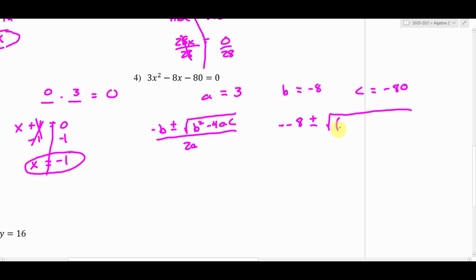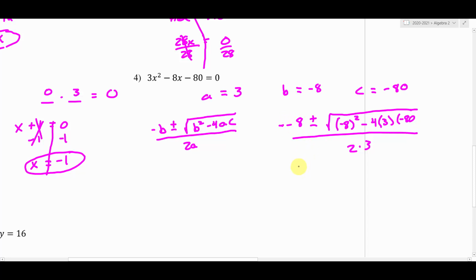Now this is another common mistake for students. Make sure you put that b value in a set of parentheses before you square it, because if you try to put this in a calculator without the parentheses, the calculator is going to give you the wrong answer. Then we got 4 times a times c, so 4 times 3 times -80, and this will be all over 2a, so 2 times 3. So there's my setup.